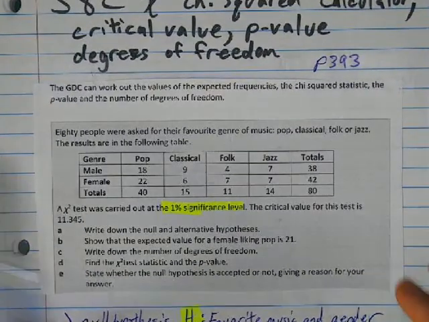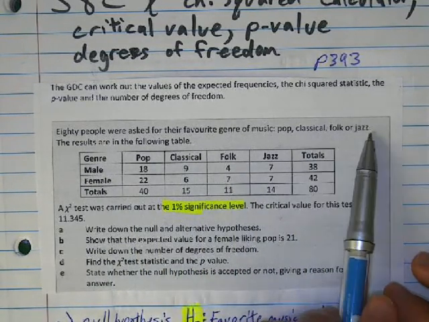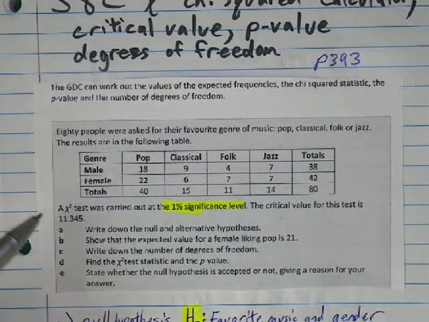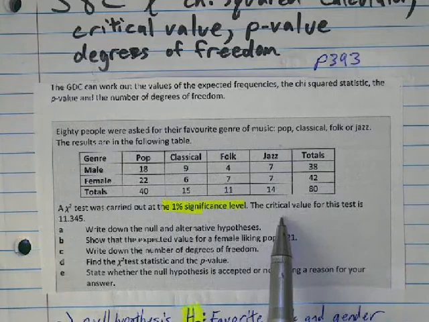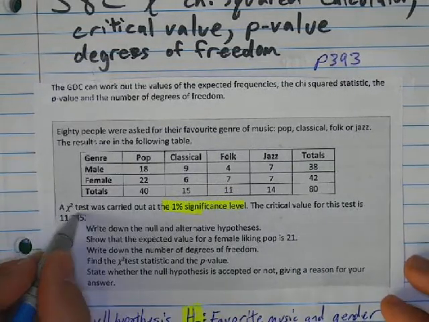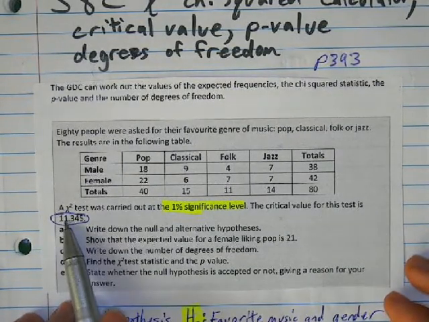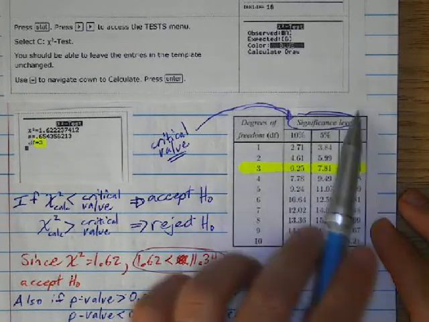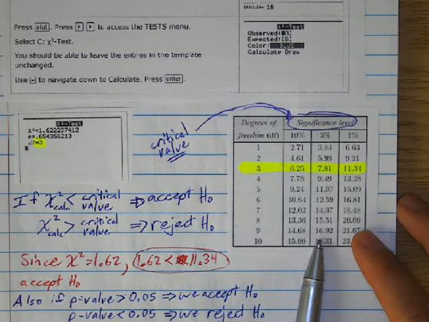Eighty people were asked their favorite genre of music: pop, classical, folk, and jazz. The results were given. So here we have our contingency table, and the chi-squared test was carried out at a 1% significance level. The critical value is this. Now, in the Oxford textbook, they give you the critical values that you need, but there's a table here that I have given you on the handout you should print out. And this will really help you for your IA if you choose to use this topic to write your IA.